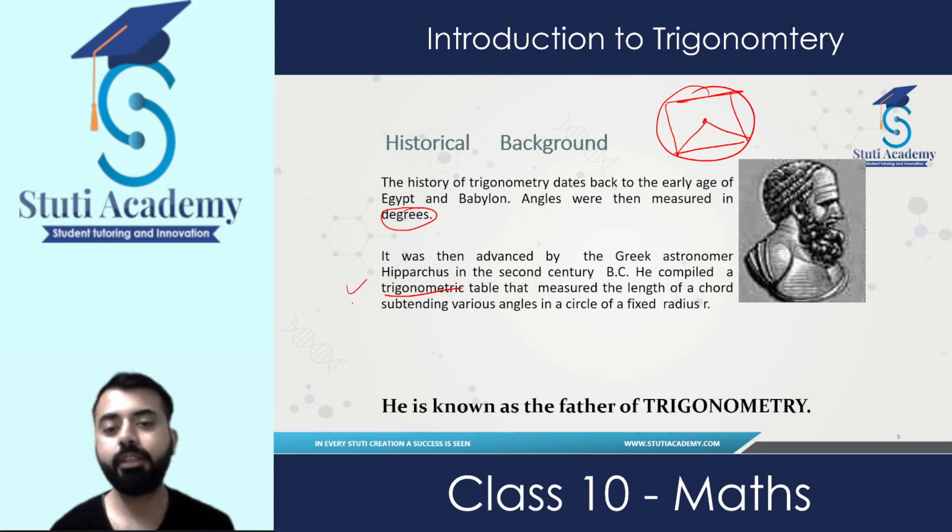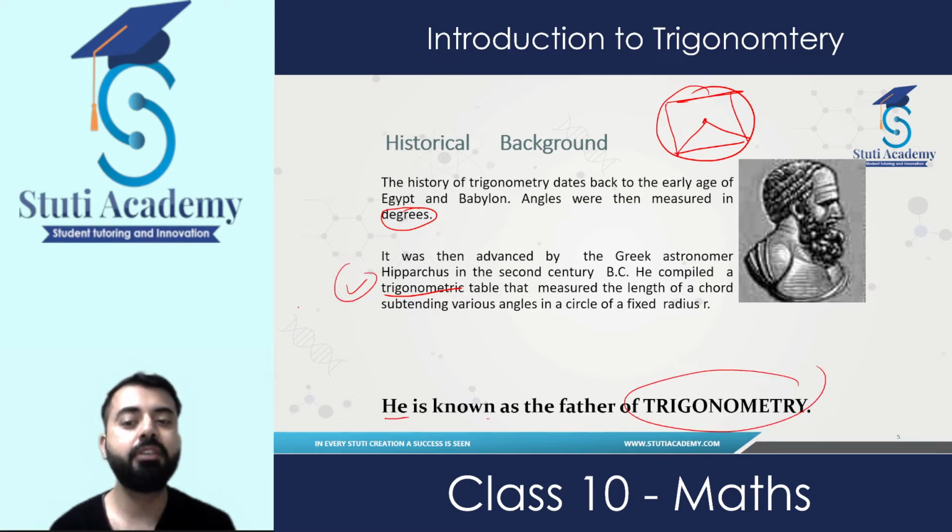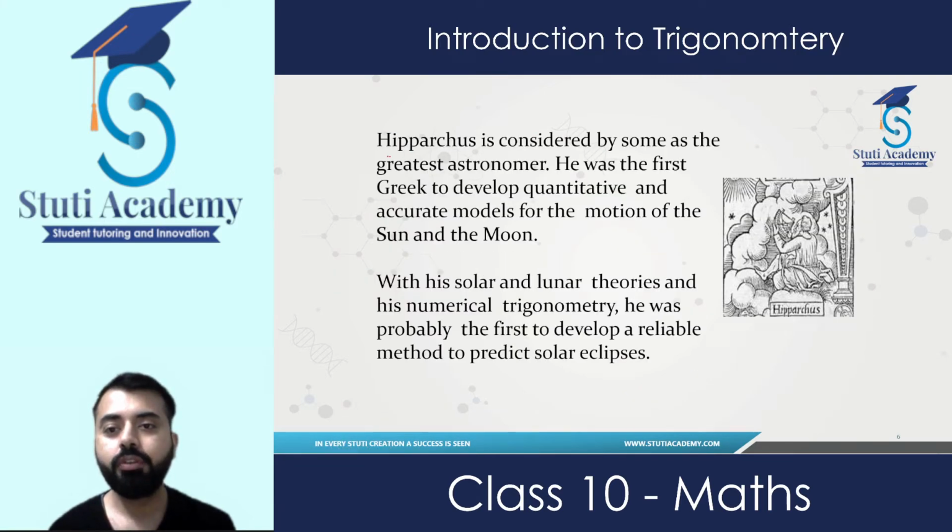So with that being said, let's see. And you guys know he is the father of trigonometry because obviously he made trigonometry easier. He is the father of trigonometry because he made a trigonometric table that has been used up till now. Now let's see. He did what?